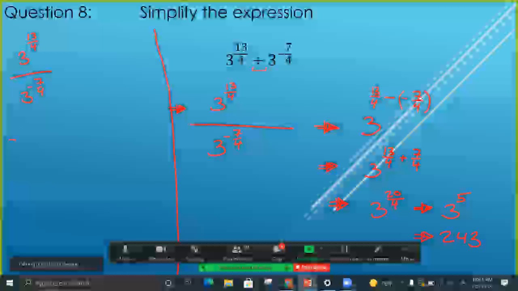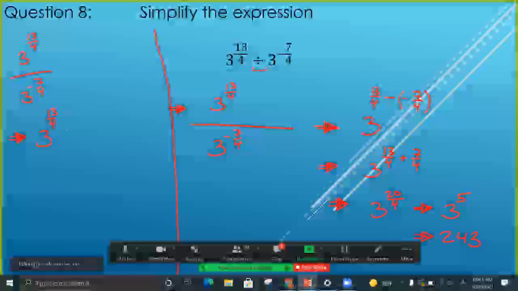I kind of like this way better. Actually, I don't know why I did it the other way, but they're both valid. So I move it up and it becomes 3 to the positive 7/4. Now I've got same base, same base. They're being multiplied, so that means I add my exponents. I can do this in my head, right? 13/4 plus 7/4. Okay, cool. So 20/4.